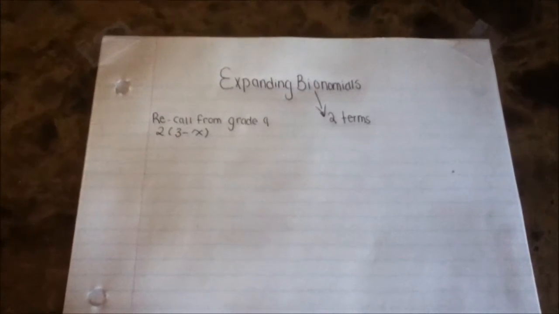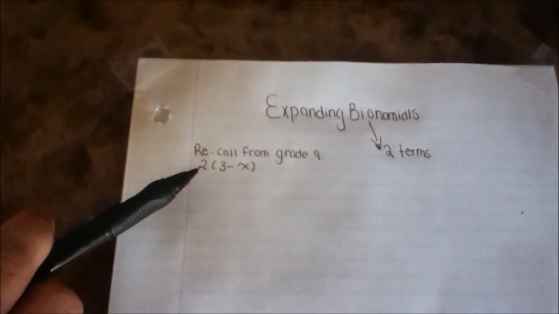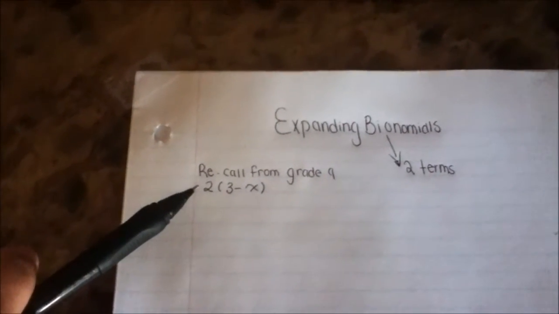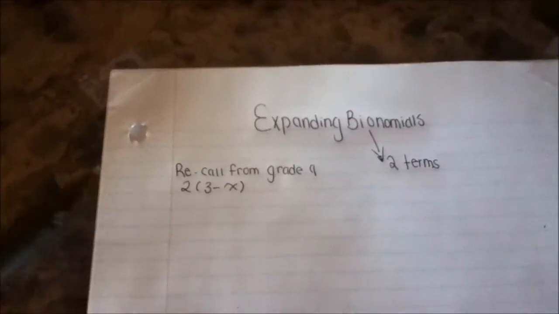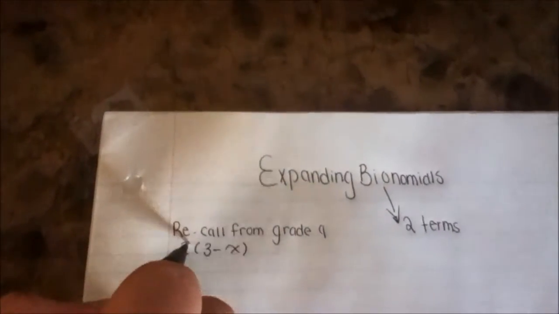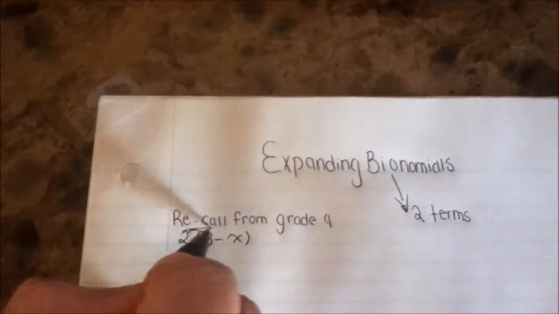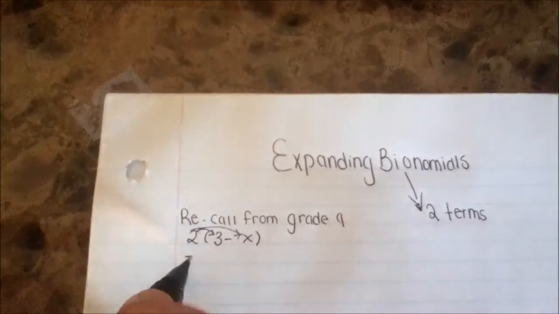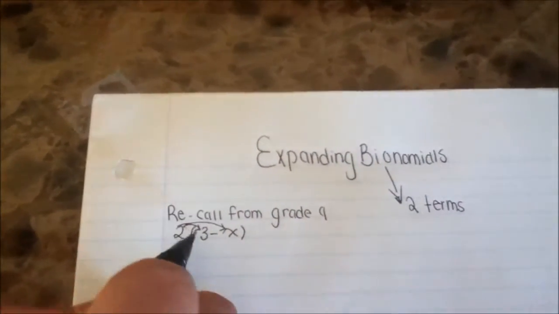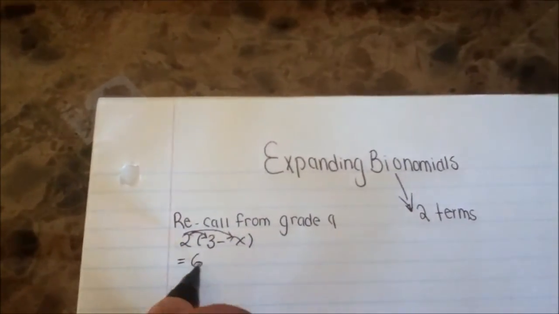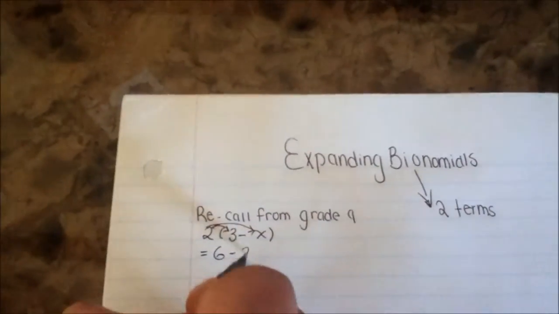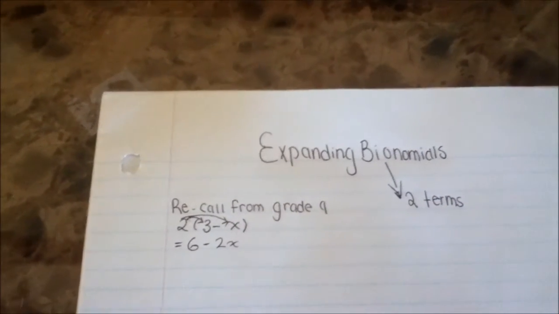In grade 9, you had an expression like 2 bracket 3 minus x. What do you do with this expression? You have to distribute. You have to use the distributive property. So all I would do is 2 times 3 and then 2 times minus x. What I like to do when I'm making my arrows is just write down the numbers. So 2 times 3 gives me 6. 2 times minus x gives me minus 2x.